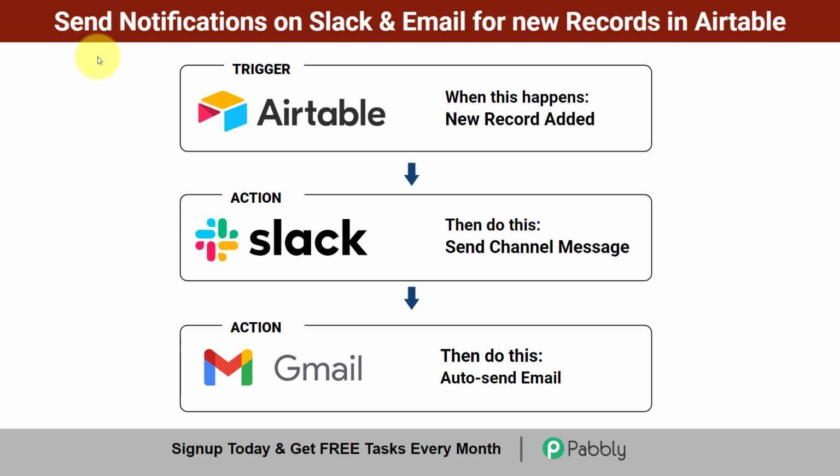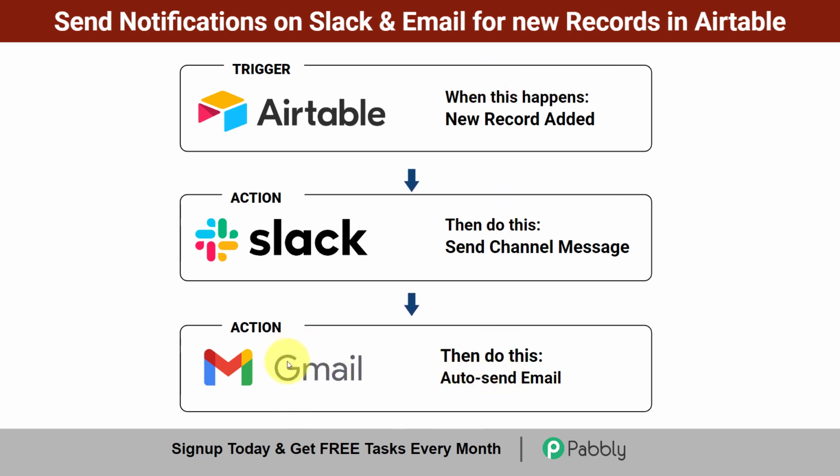In this video, we are going to learn how to send notifications on Slack and email for new records in Airtable. So the idea here is whenever any new record is added into the Airtable, an automatic message should get sent in one of the Slack channels, and the same data should get sent automatically on the email as well.